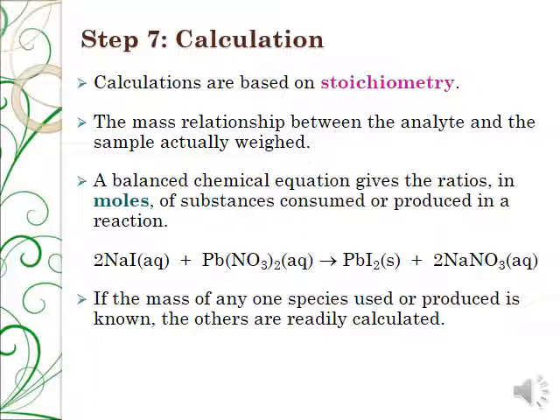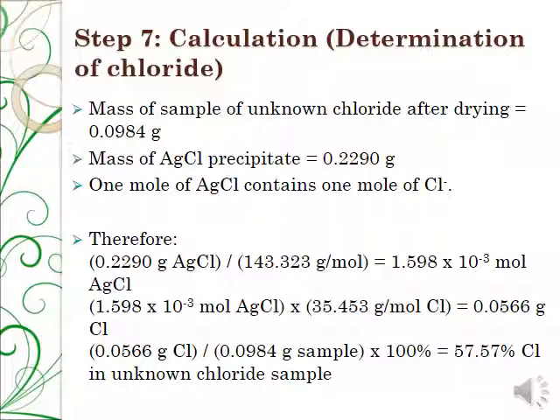calculated. For example, here we have sodium iodide reacting with lead nitrate, producing solid lead iodide and remaining aqueous sodium nitrate. So if this is readily known, then the product here is easily calculated. Now let us see one example here to determine chloride.